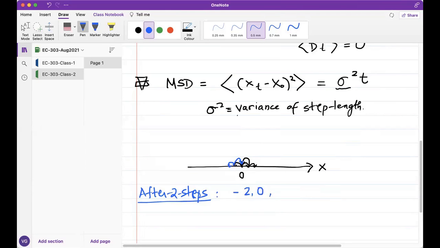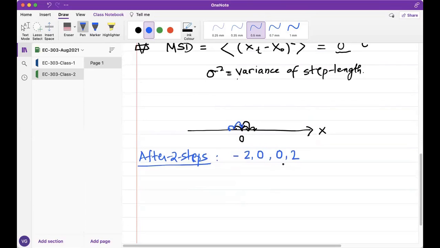What about the animal that hopped to the right? That could have gone further or could have come back. So therefore, it could be in 0 or it could be in 2, right? So basically, there are 4 possible locations that the animal could have been at the end of 2 steps, right?